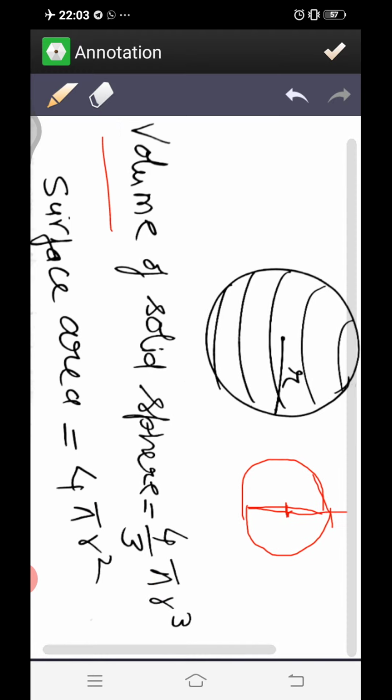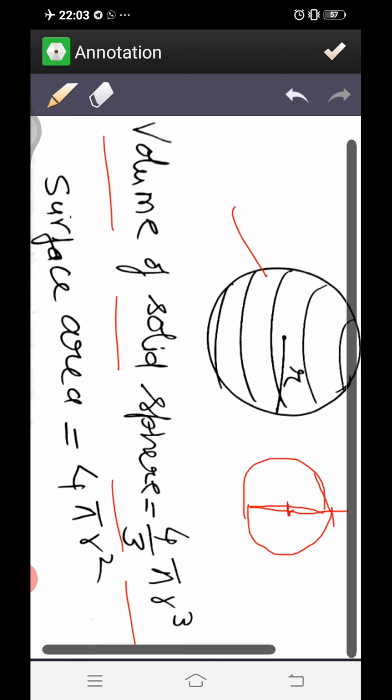The volume of a solid sphere, this figure is a solid sphere. A sphere means something like a ball. This is a ball-type thing, that is called a sphere. And if we take things like bangles, those are called circles. So the volume of a solid sphere is 4 by 3 pi r cube.